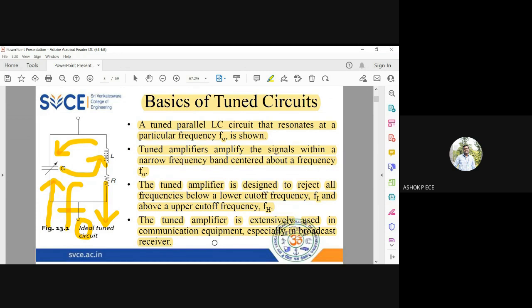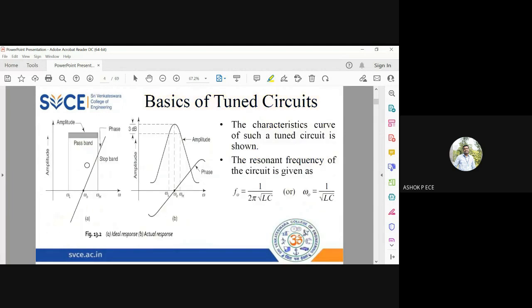So basics of tuned amplifier is very simple. In the collector side, instead of having RC, I'm going to have this tuned circuit. Since I'm going to replace RC with a tuned circuit, the circuit becomes frequency selective. So it is going to amplify signals only at F0, and for all frequencies above and below F0, the amplification will fall down. Okay, and the bandwidth is going to be FH minus FL, and it is going to be very, very narrow bandwidth for this tuned amplifier. And now you can see the response of the tuned amplifier.